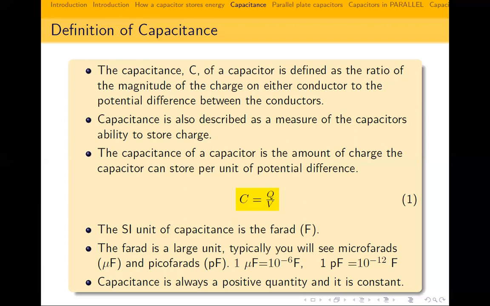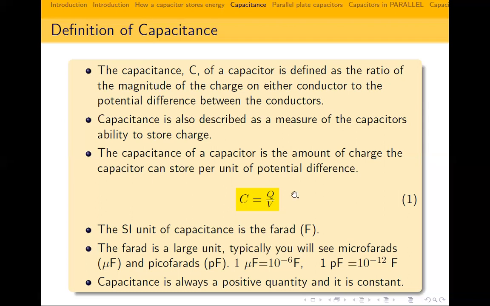So the capacitance of a capacitor is defined as the ratio of the magnitude of the charge on either conductor to the potential difference between the plates. That is, you get the mathematical bit of it. Capacitance is also described as a measure of the capacitor's ability to store charge. The capacitance of a capacitor is the amount of charge the capacitor can store per unit potential difference.